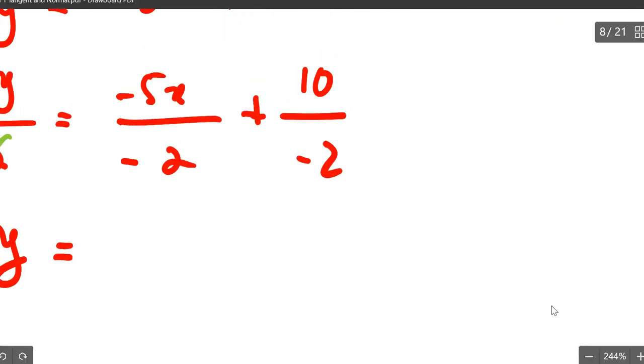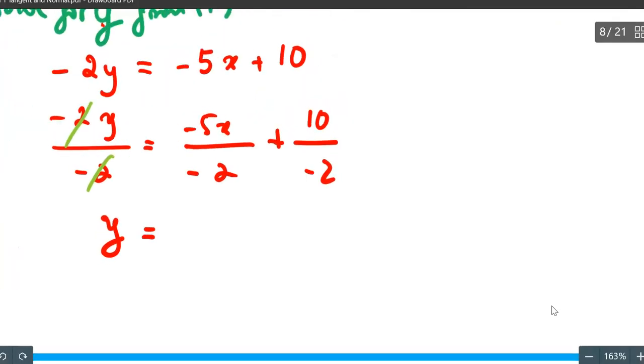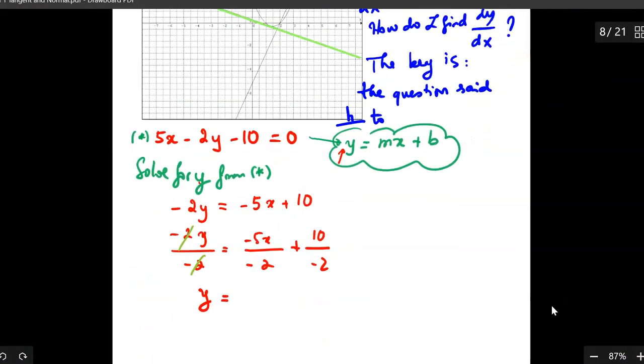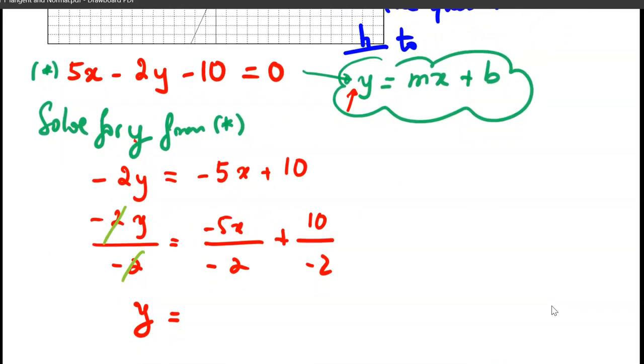Excuse me, sorry everyone, this one keeps zooming out, and I think it's because my hand touches the screen, but I can try not to touch the screen.